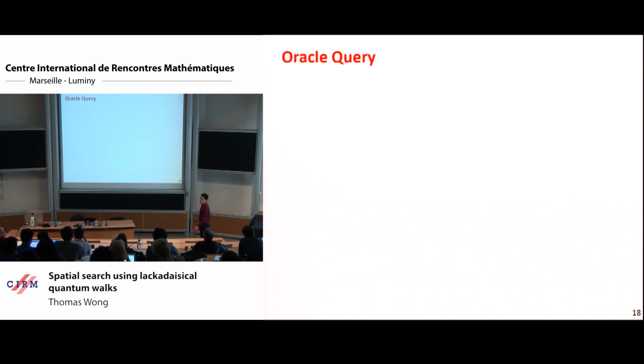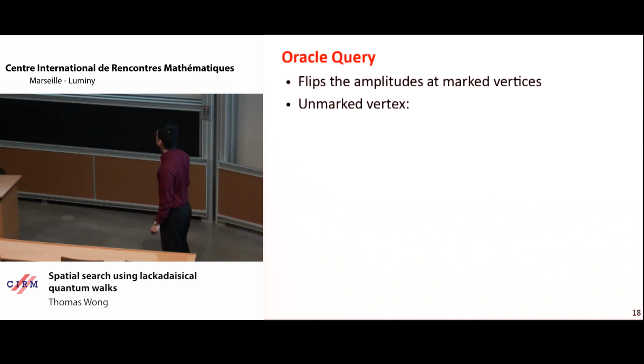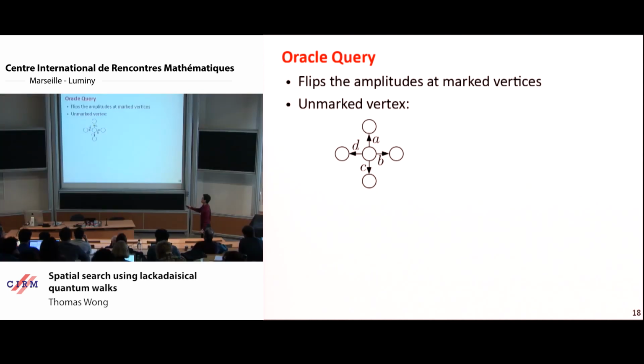Okay, so the oracle query here is really simple. All it does is flip the amplitude at marked vertices. Just to give you an example, let's say we have an unmarked vertex here, and it has amplitude A pointing up, B pointing to the right, C pointing down, and D pointing to the left. If you apply the oracle to this, nothing happens because this is unmarked. So you just get the exact same thing when you query the oracle.